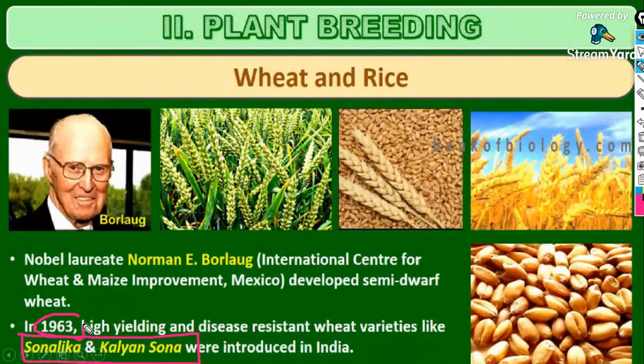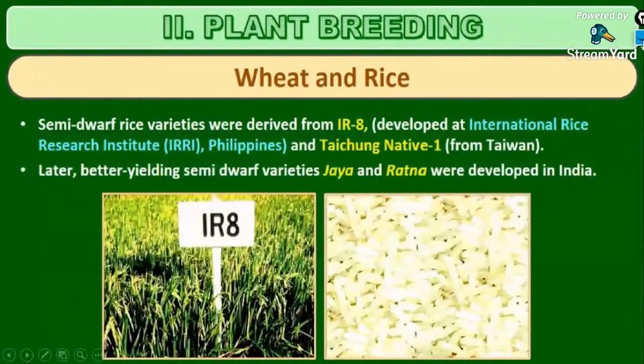1963, high-yielding, disease-resistant varieties of wheat introduced by Norman E. Borlaug, and it was a semi-dwarf wheat variety. Take the screenshots, everyone. Screenshots, please. Next one. Again, you have to study here also the semi-dwarf varieties of wheat that were introduced.